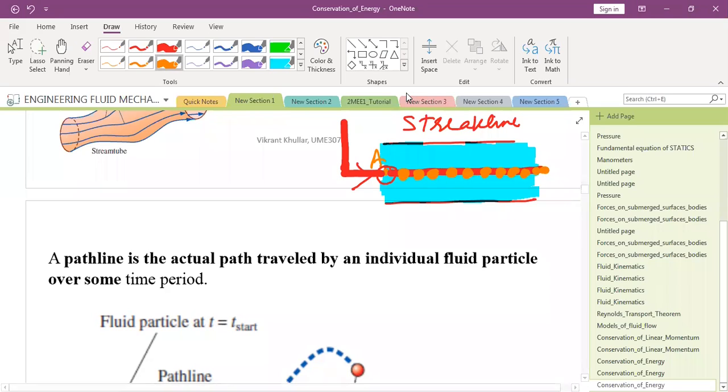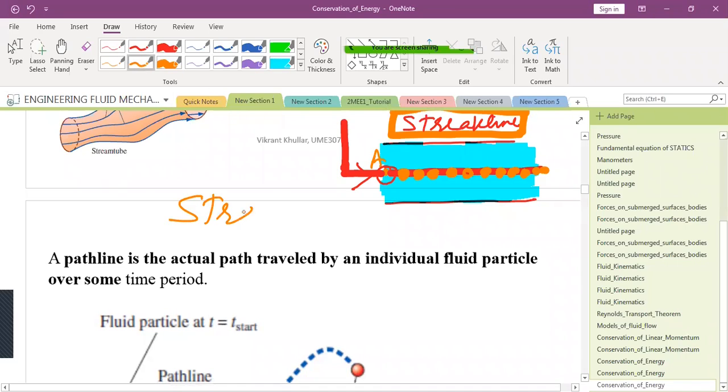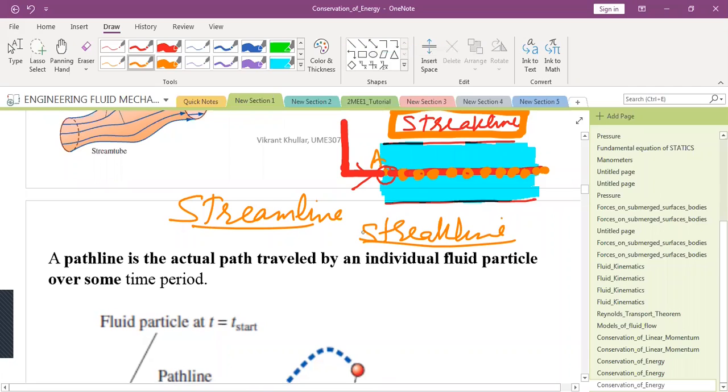Is that clear? Any doubts to anyone? So this is a streak line. So how is it different from a streamline? Anyone? What is the difference between streamline and streak line? Can you think about it? What is the difference between streak line and streamline? Anyone?